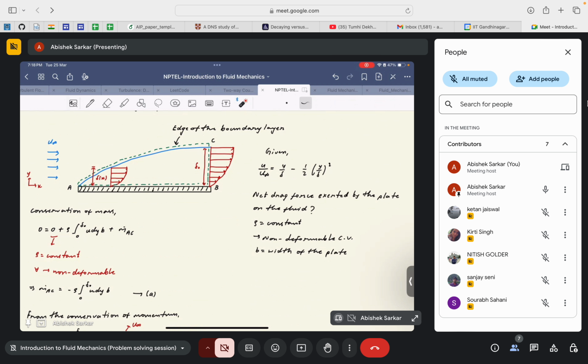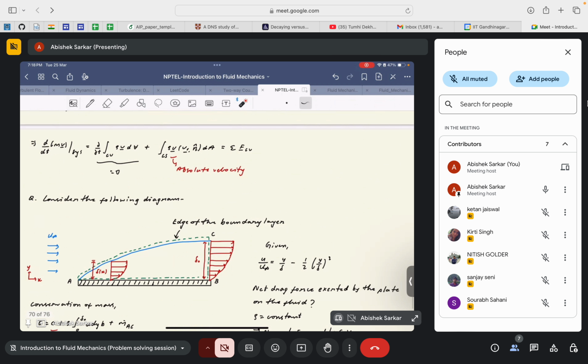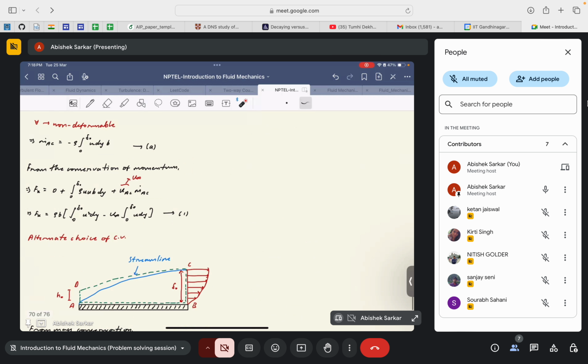So if you just substitute the values of u here, that is the velocity component along the x direction, in this particular equation, you will get the integration of 0 to delta naught rho u b dy. U will remain the same because the control volume is stationary. So V and Vr will be the same. So it will be u times u and b dy.